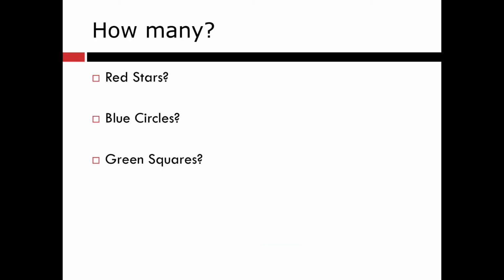All right, I know that was quick. I know it was fast. But let's see if you did okay. How many red stars were there? How many blue circles? How many green squares? If you want, you can write this down. You can pause the video, write it down, see if you're going to be right. So the red stars, there were 3 of them. Blue circles, there were 4, and green squares, there was only 1.